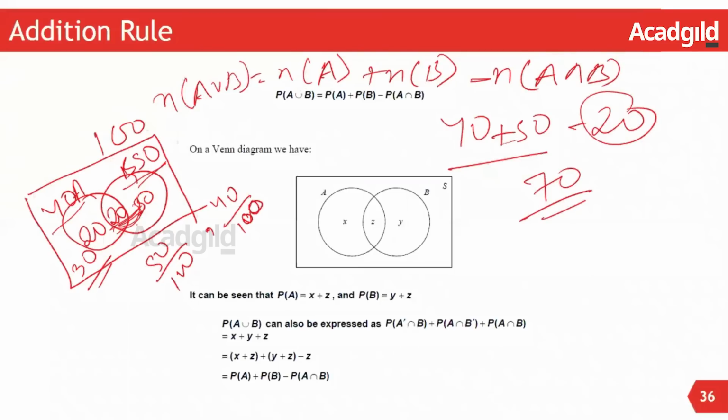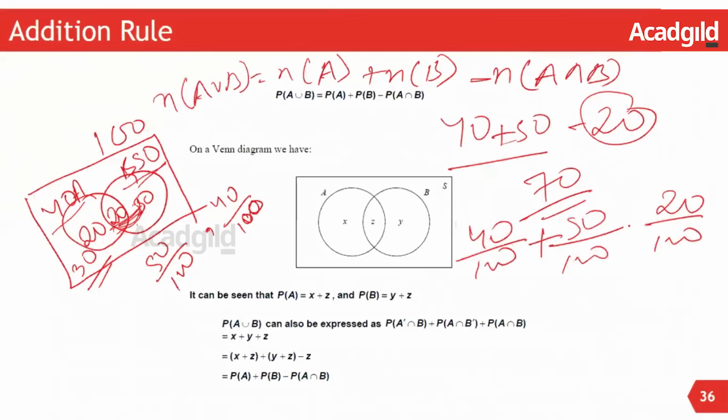If I convert this to probability, then the probability of picking an acrobat is 40 out of 100. The probability of picking a baseball player is 50 out of 100. And the probability of picking someone who is both is 20 out of 100. So what is the probability of picking someone who is at least a baseball player or at least an acrobat? That will be 40 out of 100 plus 50 out of 100 minus 20 out of 100. That is 70 out of 100, which is equal to 0.7. This is called the addition rule of probability.